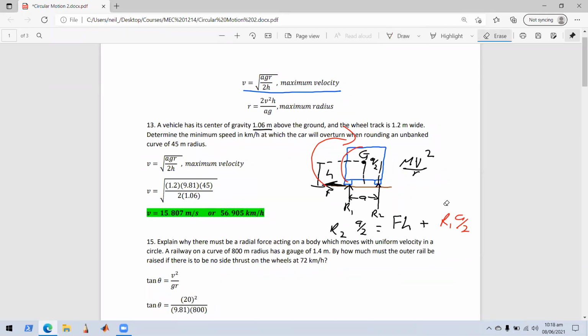Now, another thing is that when the car is about to flip, depending on which side we're turning, the weight shifts from being on both wheels to just one wheel, right? So the weight is going to come off of this wheel. So the car is going to start lifting up, right? So all of the weight is going to come off R1 and go on R2, depending on which side you're turning.